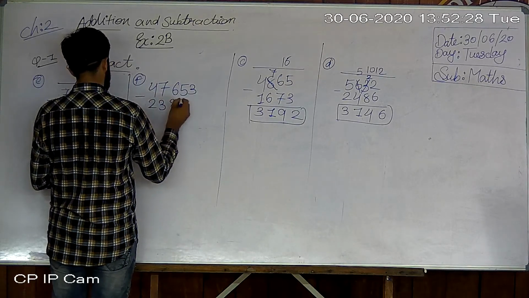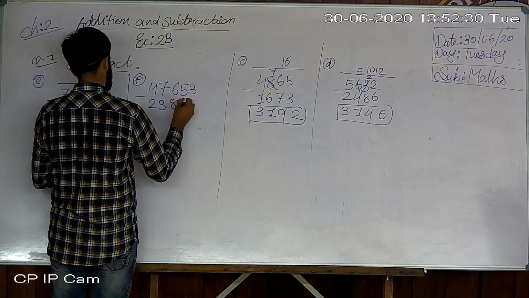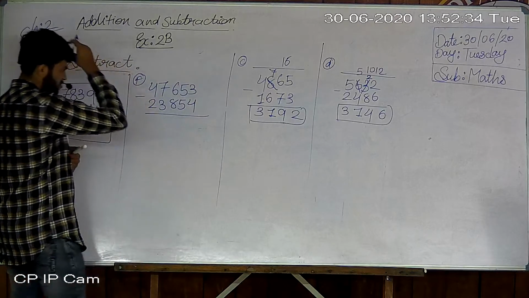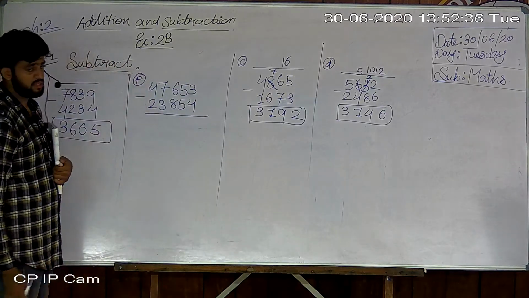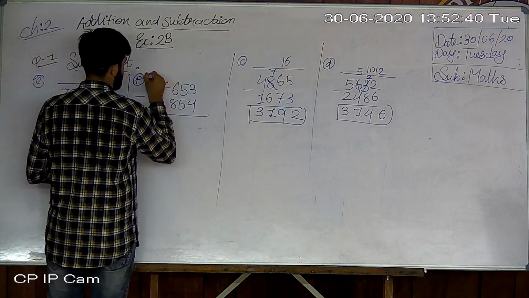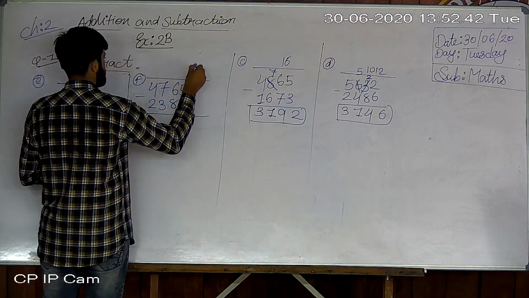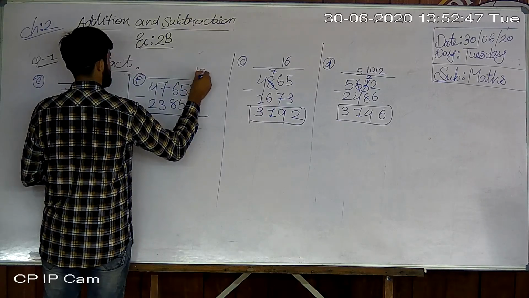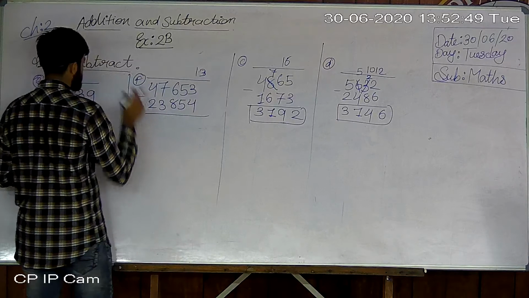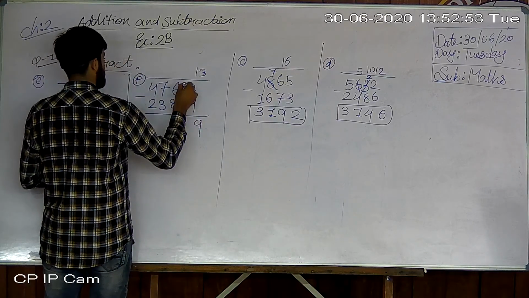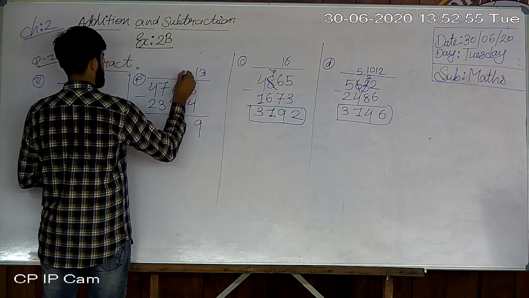Then minus 23,854. Students, let's solve the question. So 3 minus 4. It is not possible. So 10 plus 3, 13 minus 4. So how many? 13 minus 4? 9. And then for the digit we cut the 4 here.